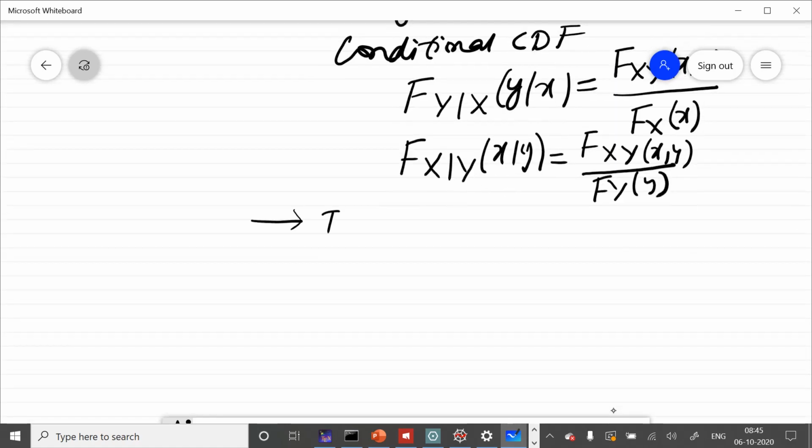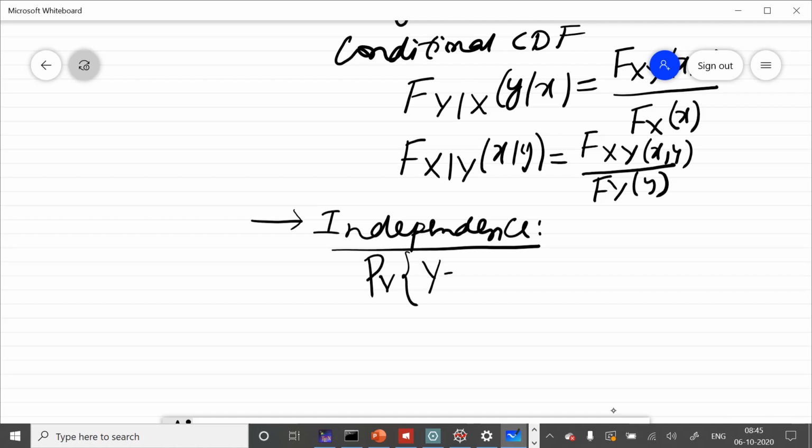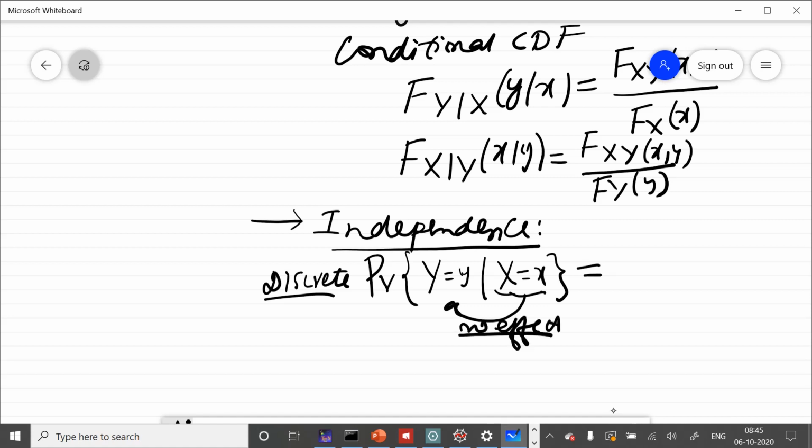And here is now the notion of independence. Independence means the occurrence of one random variable has no effect on the occurrence of the other random variable. So that simply means if you have the probability that Y is equal to some value y given X is equal to x, I am taking the example of discrete here. Now the occurrence of this x has no influence on the occurrence of y, so this probability will be equal to the probability that Y is equal to y, irrespective of x. Then we say that X and Y are independent of each other.